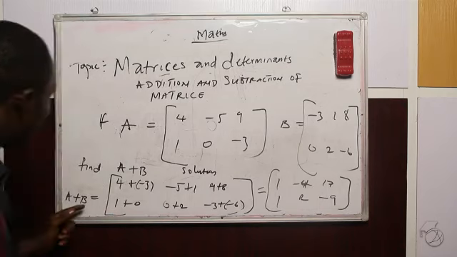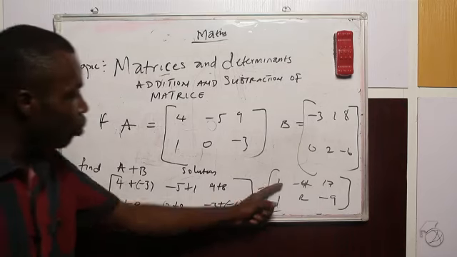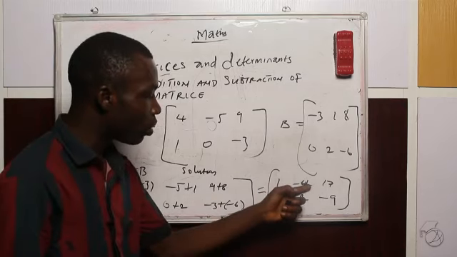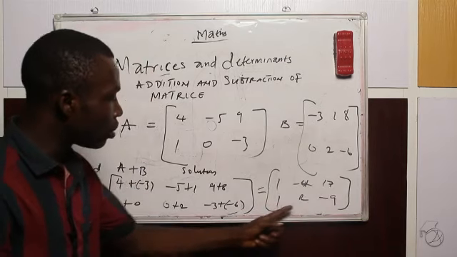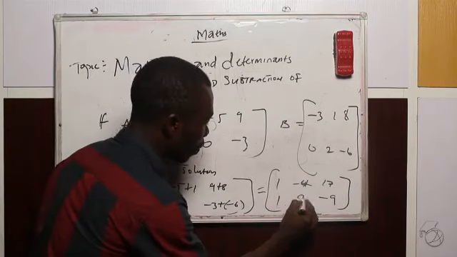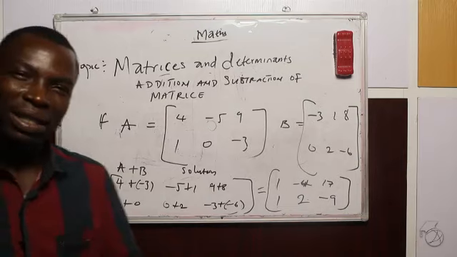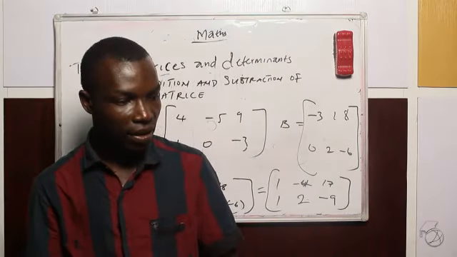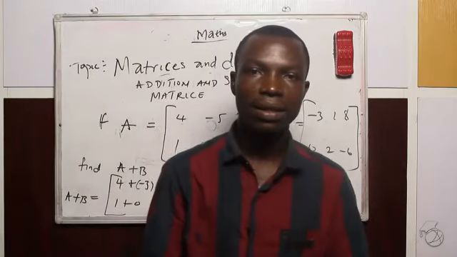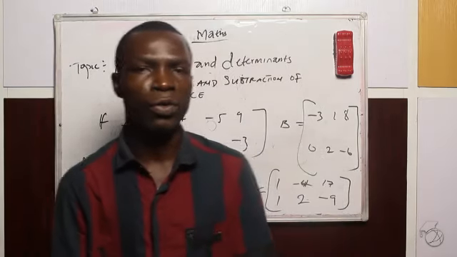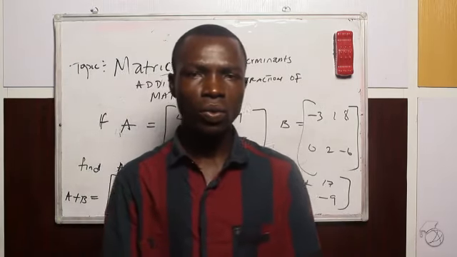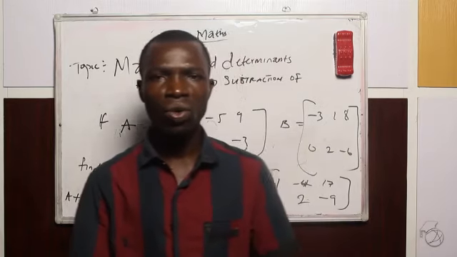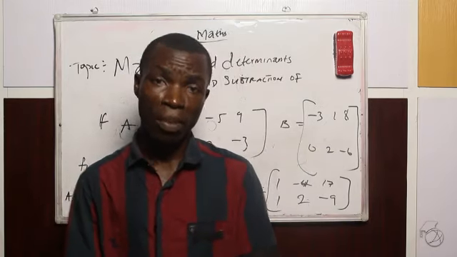Therefore, A plus B is equal to 1, minus 4, 17, then 1, 2, and minus 9. That's the answer. I would like you to do a few of these evaluations so as to know how we can solve addition of matrix.